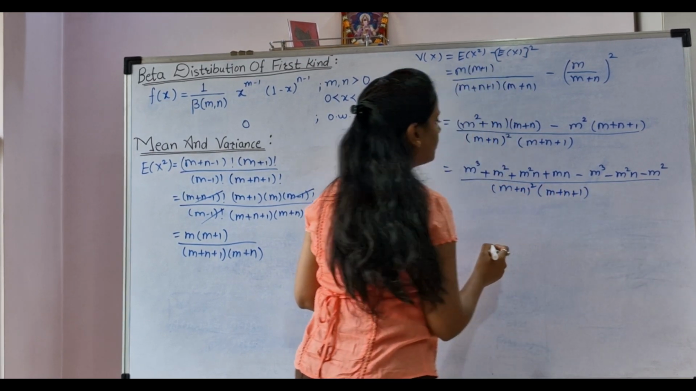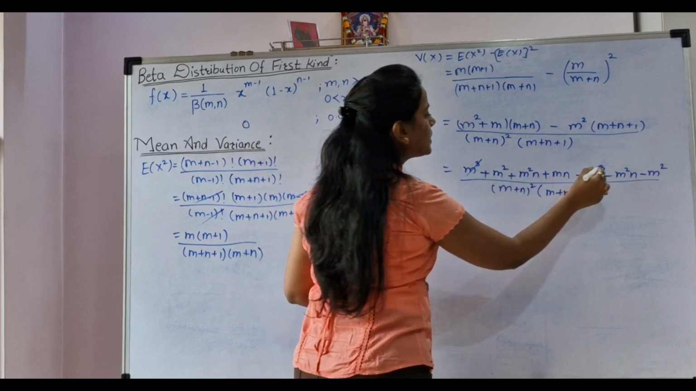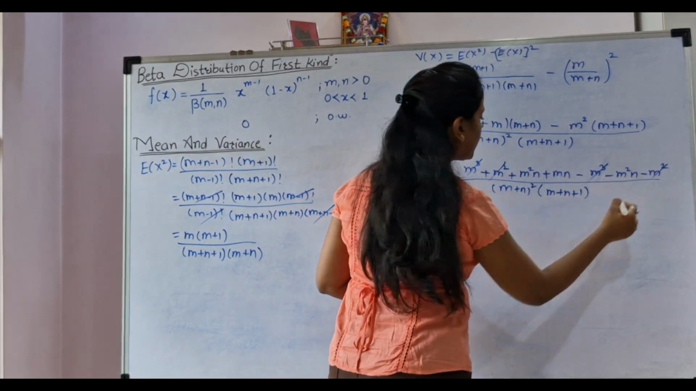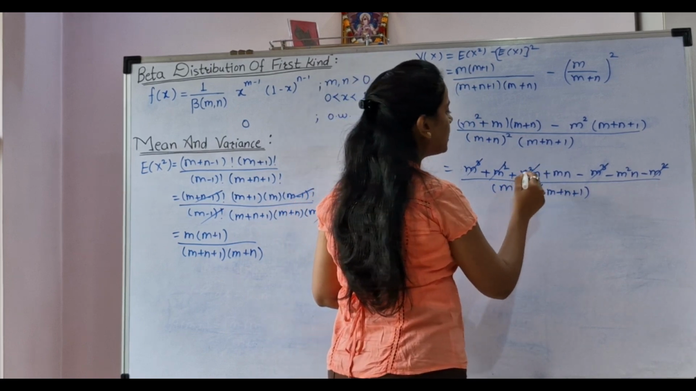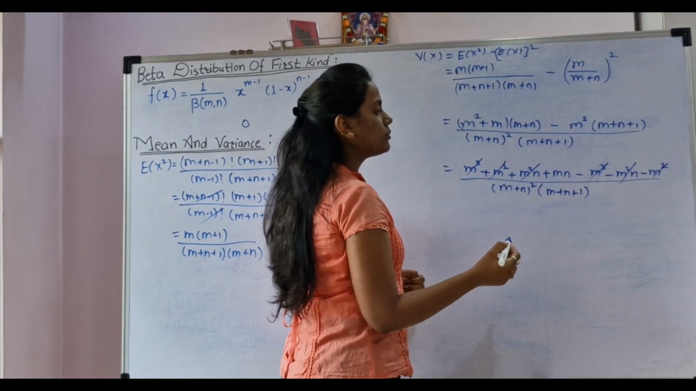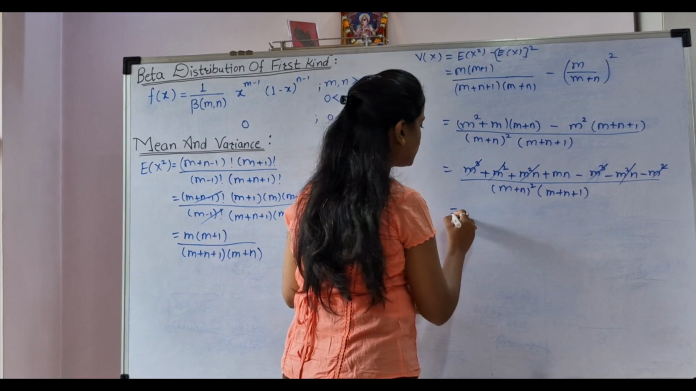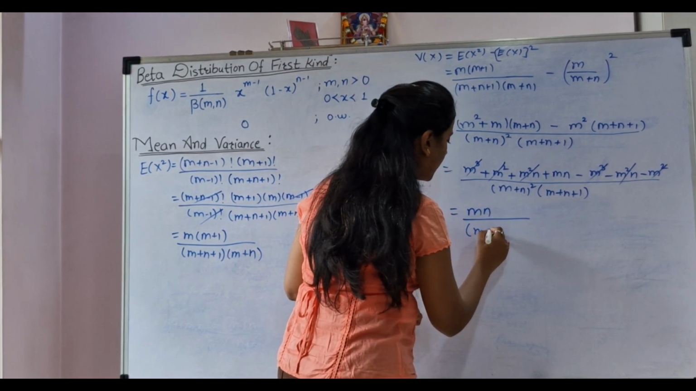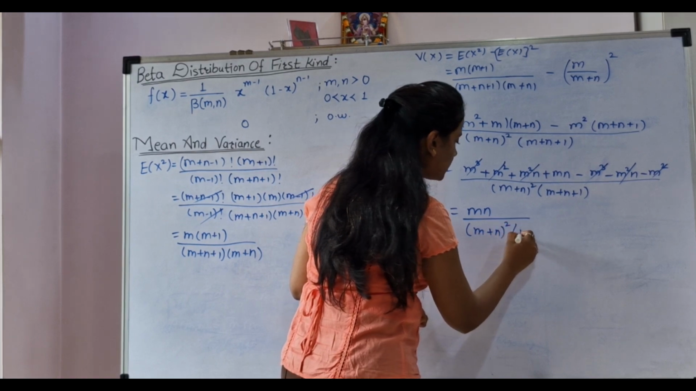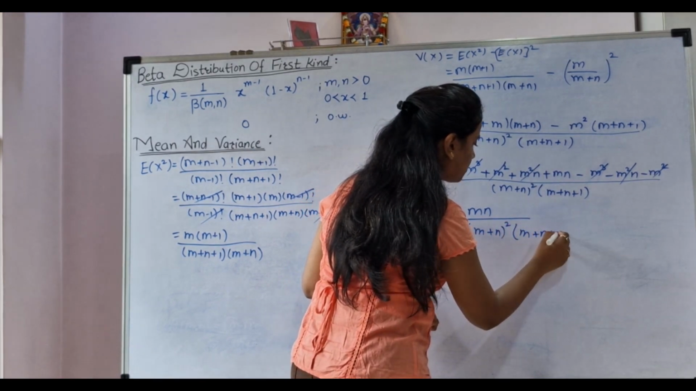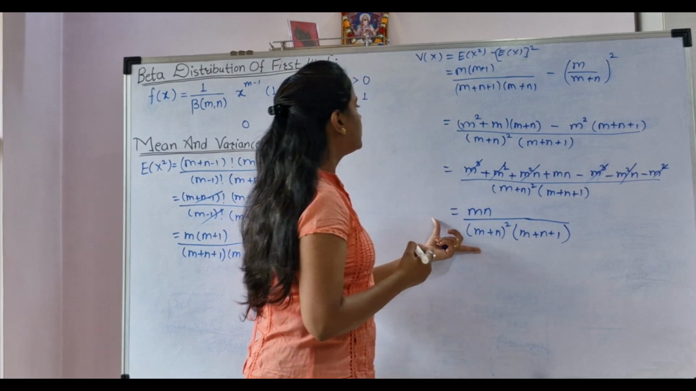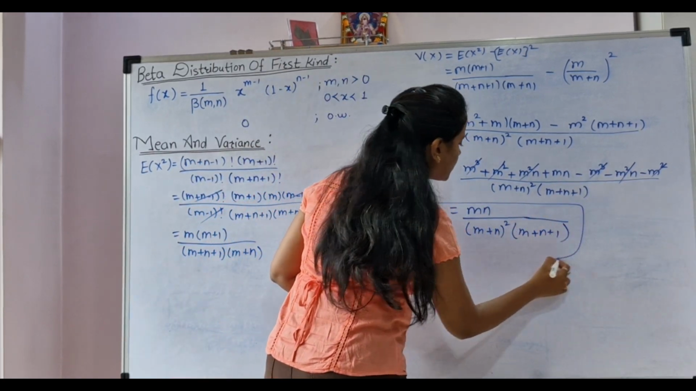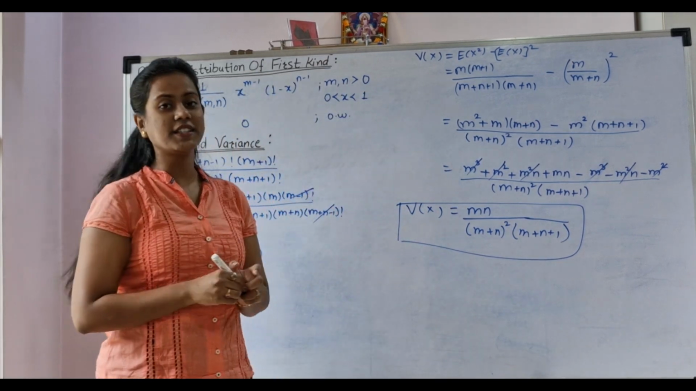Okay, now here plus m cube minus m cube will get cancelled, plus m square minus m square will also get cancelled, and m square n minus m square n will also get cancelled. So in the numerator we have m into n upon m plus n square into m plus n plus 1, and this is our variance of x for beta distribution of a first kind.